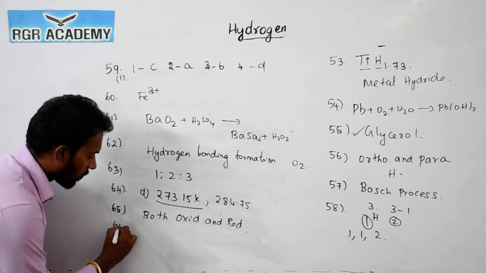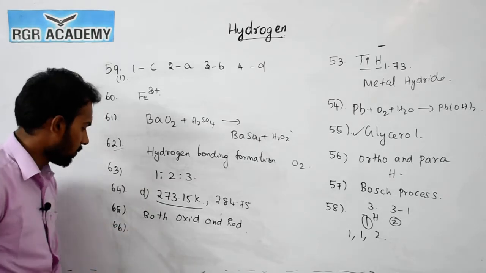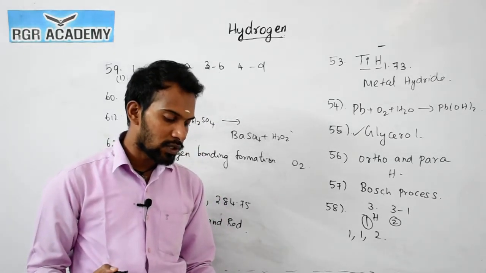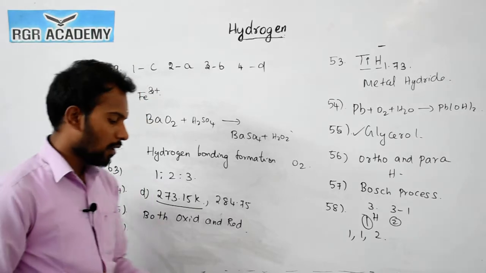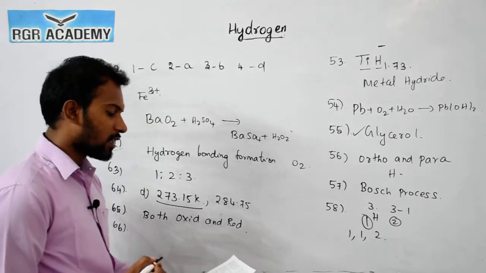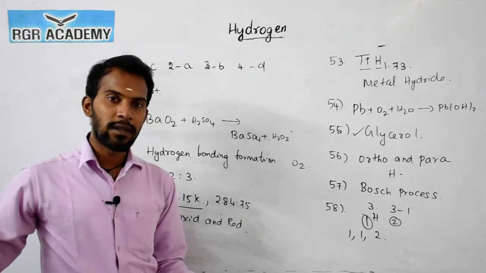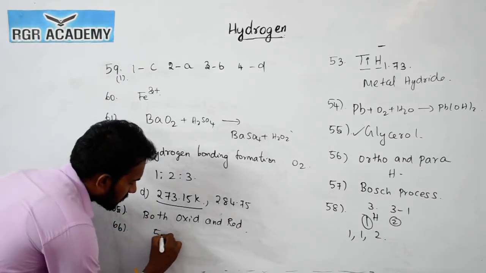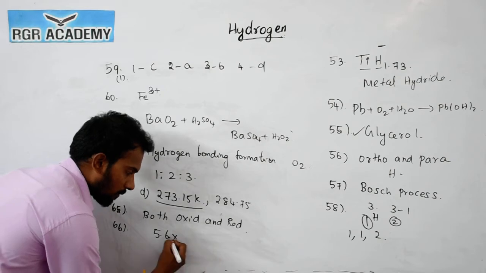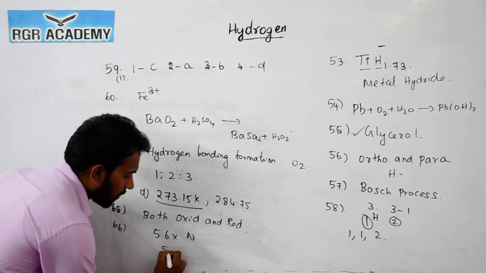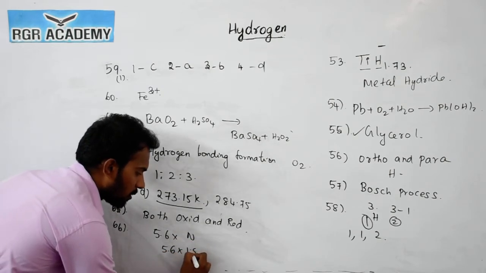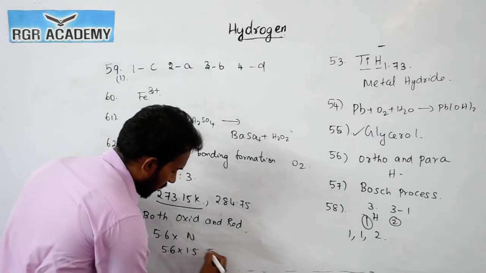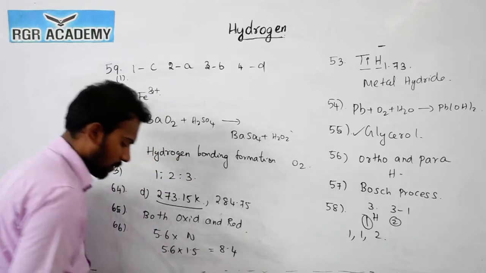Now question number 66. For the volume of 1.5 normal H2O2 solution, one normal H2O2 is 5.6 liter. So here we multiply 5.6 by the normality, 5.6 into 1.5. When you multiply this, you will get 8.4 liters.